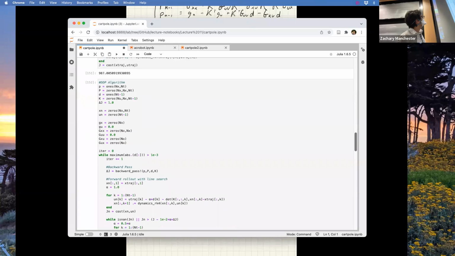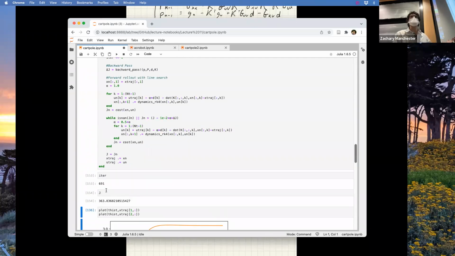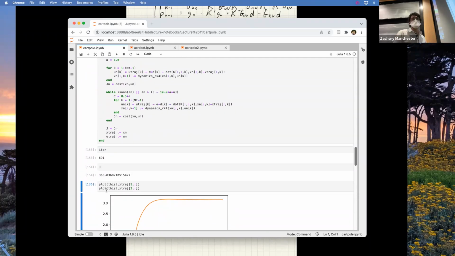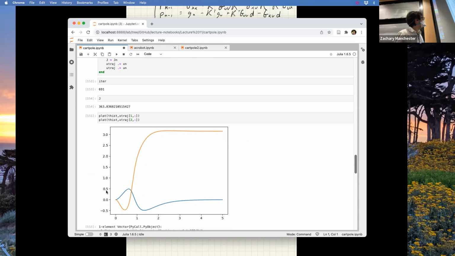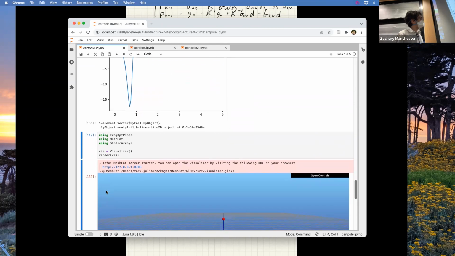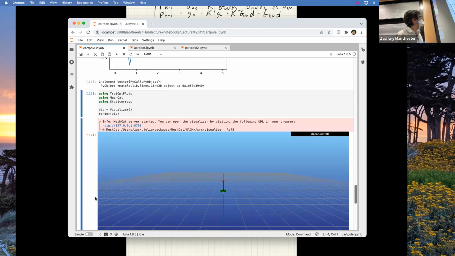It looks like 691 iterations with standard iLQR. It's basically instantaneous. And here's the trajectory that comes out. That's the states, that's the controls. Let's go watch it and see what it looks like.